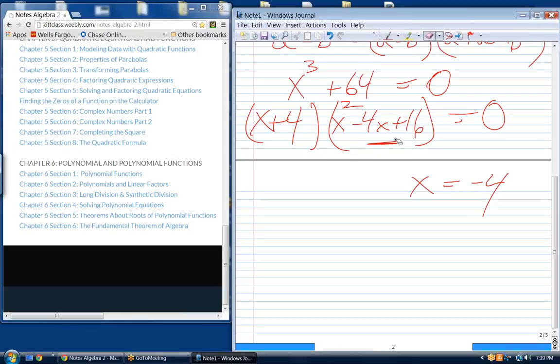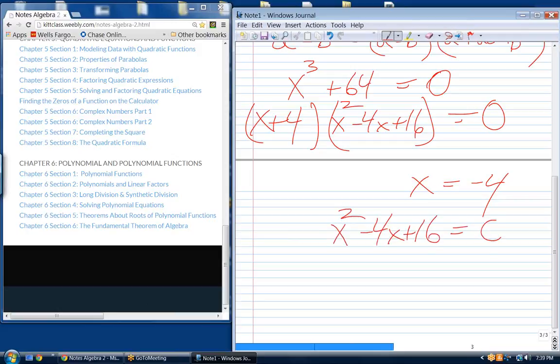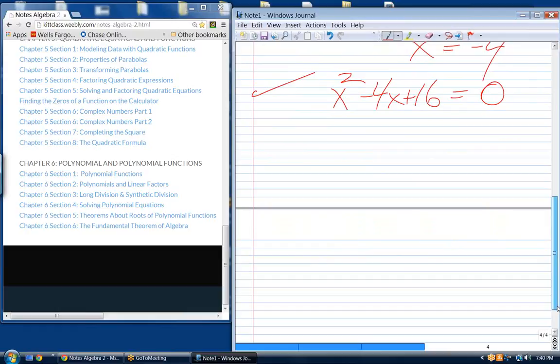In other words, trying to find factors of 16 that add to 4. You're not ever going to be able to do it. This is always a quadratic that needs the quadratic formula to solve. So what's the rest of the solution? In other words, the rest of the solution is x squared minus 4x plus 16 equals 0, right? Because either that's equal to 0 or that's equal to 0. So let's solve this. How do we solve that, knowing that it can't be factored? Quadratic equation. Okay.